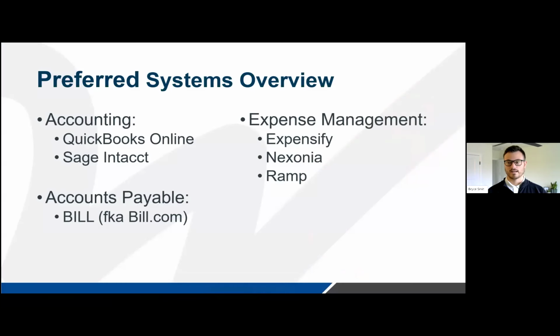Now that we've gone through the process, I'm going to shift gears and walk through the ones that our accounting solutions group prefer to use in our team. Starting out with the accounting systems, I'll talk through our two preferred systems, QuickBooks Online and Sage Intacct, followed by a preferred accounts payable system, Bill.com, and lastly, our expense management systems, Expensify, Nexonia, and Ramp.